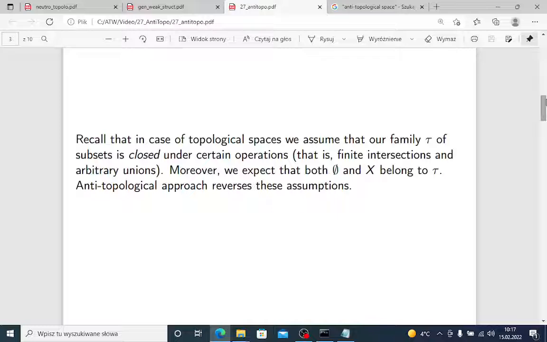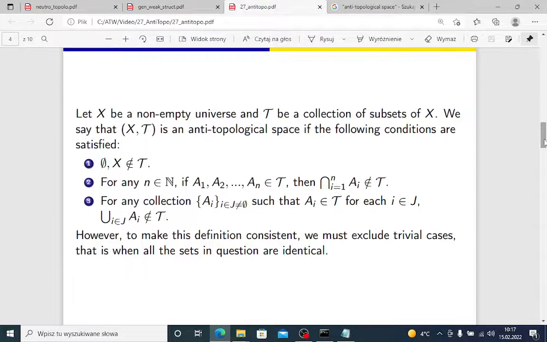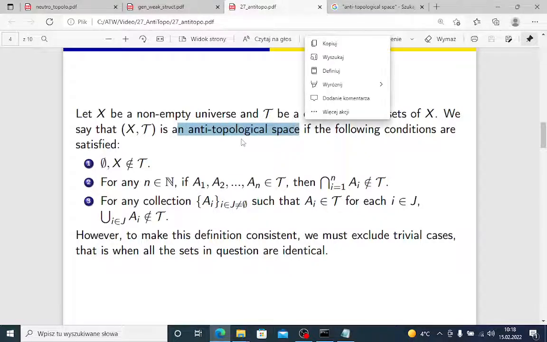And we have minimal structures, which are characterized by the fact that the empty set and the whole universe belong to such a family, and so on. We have also weak structures and generalized weak structures. But the anti-topological approach reverses these assumptions in some sense, namely this assumption about closure under certain operations. Why is that so? Well, let X be a non-empty universe and T be a non-empty collection of subsets of X.